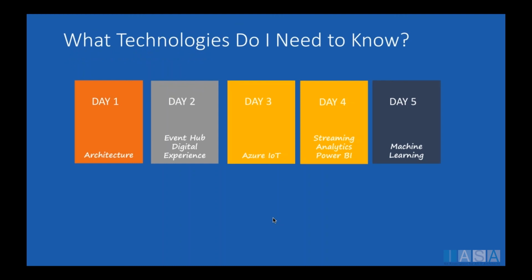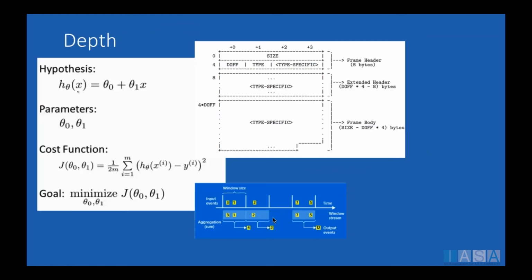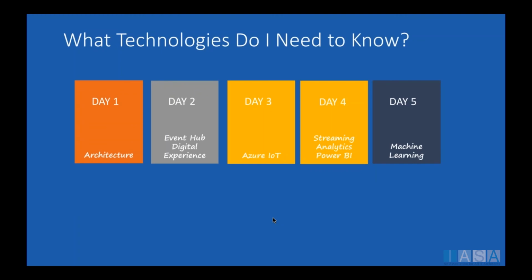So now that we've talked about the kind of patterns and the kind of risks that are involved in these projects, the first question from architects is, what technologies do I need to know in order to do this? This is very much focused on the Microsoft stack, but these things are mirrored on AWS. It's not particularly different.